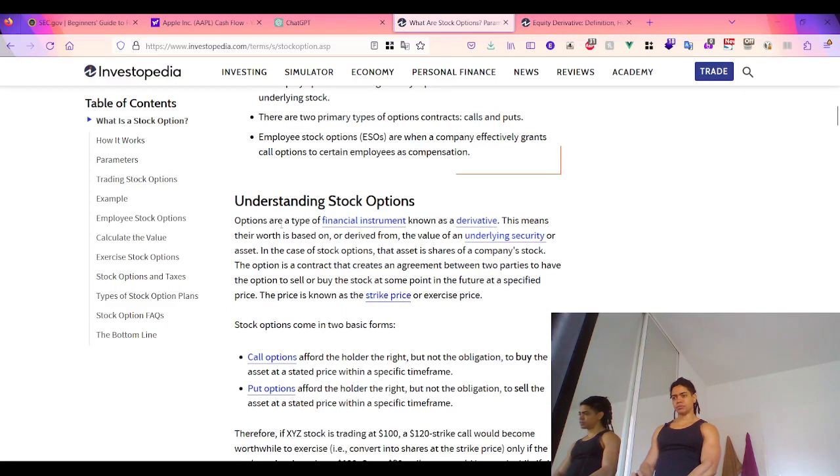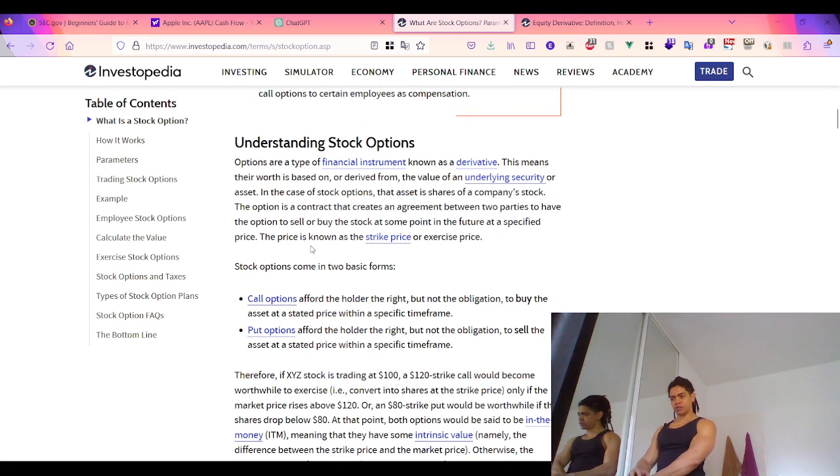Understanding stock options. Options are a type of financial instrument known as derivatives. This means their worth is based on the value of an underlying security or asset. In the case of stock options, that asset is a share of the company's stock. The option is a contract that creates an agreement between two parties to have the option to sell or buy the stocks at some point in the future at a specified price. The price is known as the strike price or exercise price.